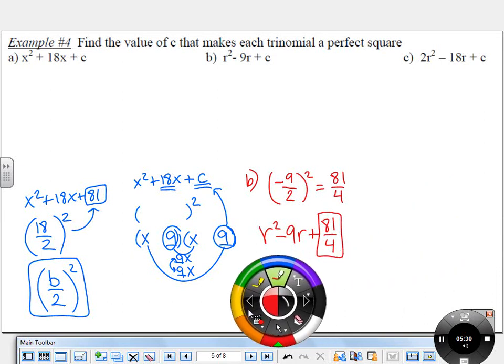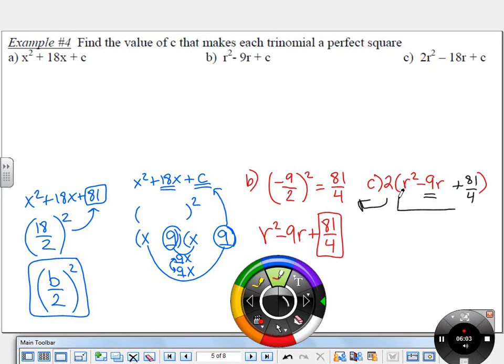Okay. Now, part C is a little bit tricky because there's no way it's a perfect square with 2 as the coefficient of r. Okay? So what we would want to do is we'd want to think about factoring the 2 out, and that would leave r squared minus 9r. And let's think about the constant we want in there. Well, we already figured out what completes the square with 9 in the middle. Doing this math over in part B, we see that it's 81 over 4. So what I would really want here is 81 over 4.